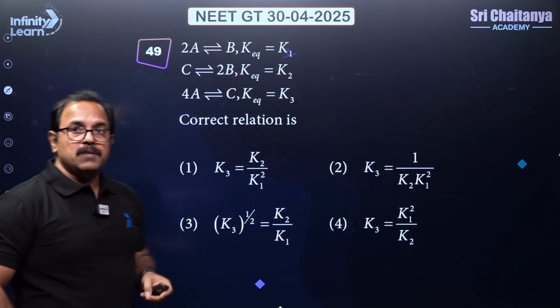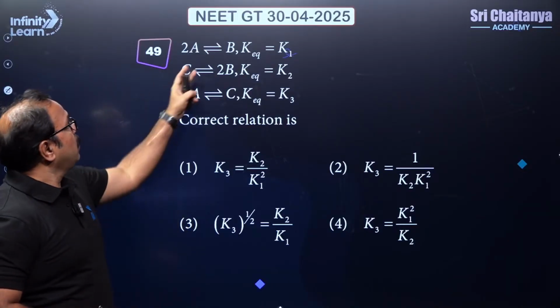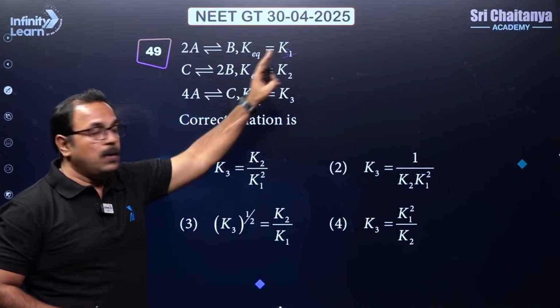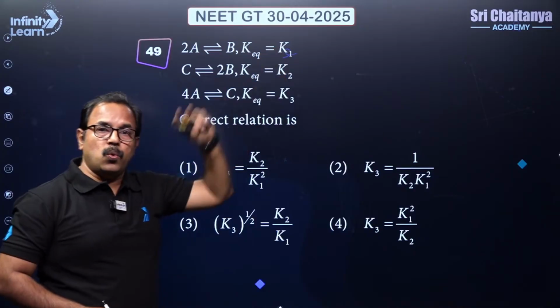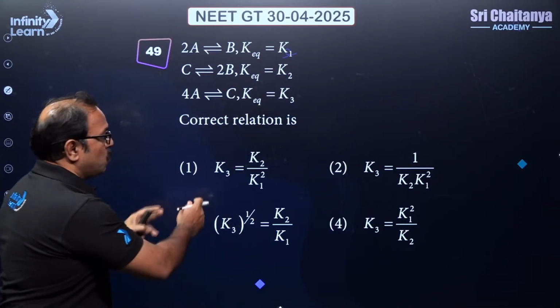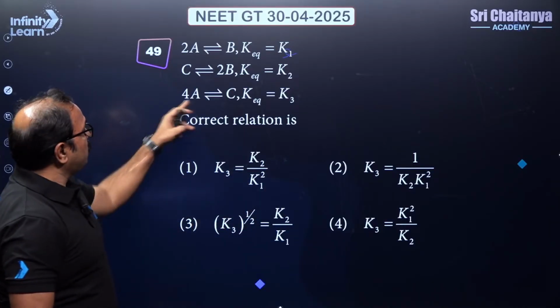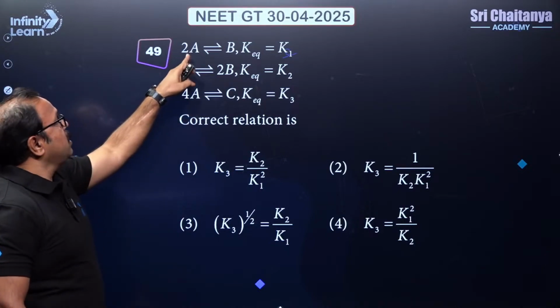Now coming to the question on equilibrium, it is a simple one. Here the first equilibrium is given with equilibrium constant K1, and the second equilibrium with K2. From K1 and K2 we should be able to get K3, because the relationship is accounted for by K3. To get K3, you have 4A here and 2A there.